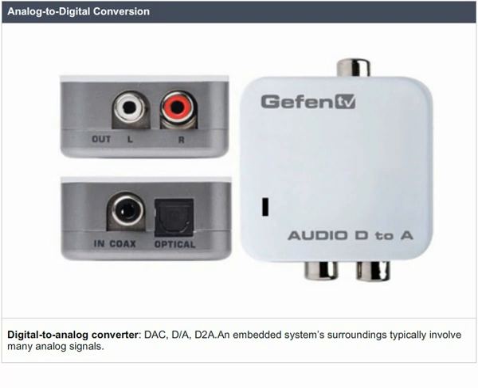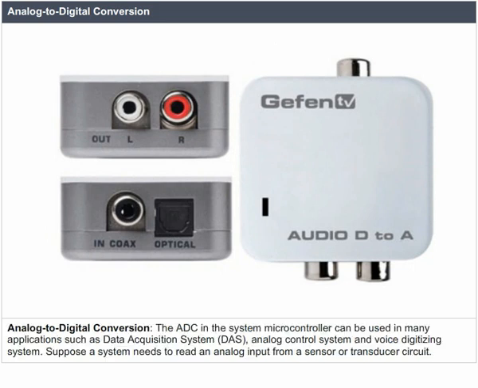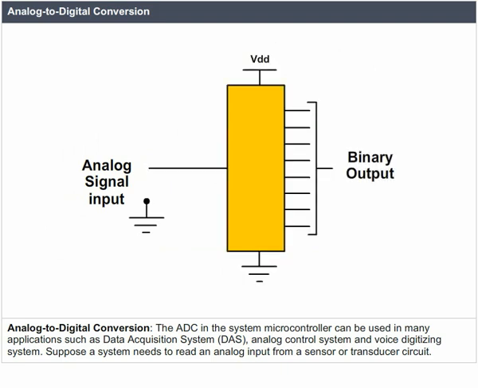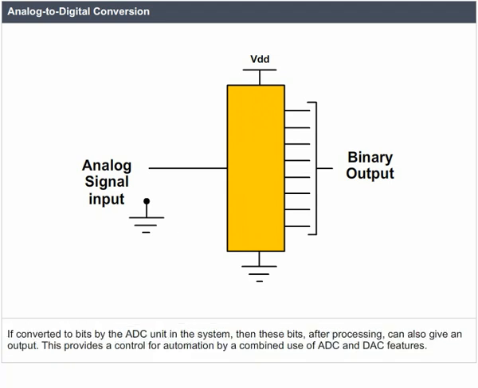An embedded system's surroundings typically involve many analog signals. Analog to digital conversion. The ADC in the system microcontroller can be used in many applications such as data acquisition system, DAS, analog control system, and voice digitizing system. Suppose a system needs to read an analog input from a sensor or transducer circuit. If converted to bits by the ADC unit in the system, then these bits, after processing, can also give an output. This provides a control for automation by a combined use of ADC and DAC features.